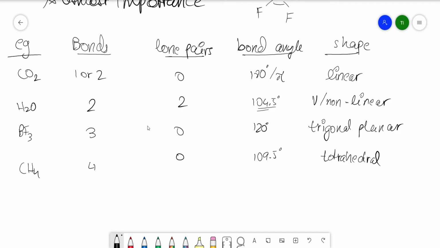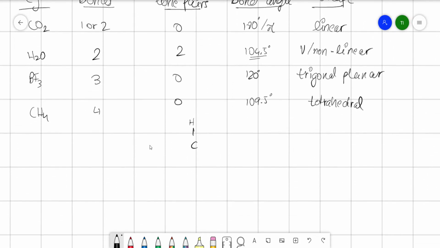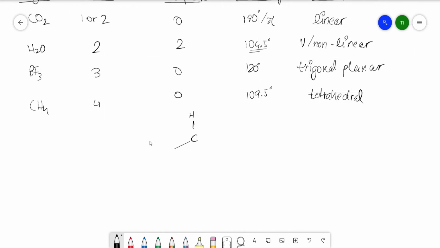I have drawn the shape before, but just in case I'll draw it once again. It's something like this. H, and then one goes there, one inside the plane and one outside the plane. That's the shape of methane, and the bond angle between HCH is like this. These and these are all the same. It's 109.5.